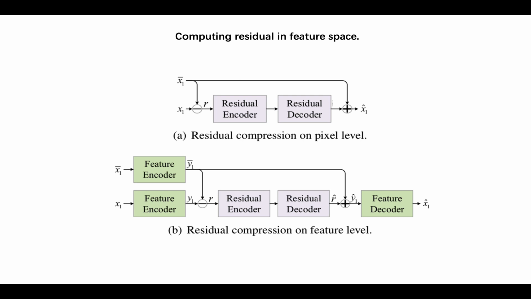We first encode both the compensation frame and target frame into feature representation. Then the corresponding feature residual is compressed by an autoencoder-based network. The feature representation is more robust to the prediction errors of optical flow, leading to more compressible residual.